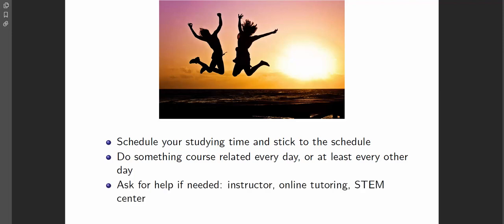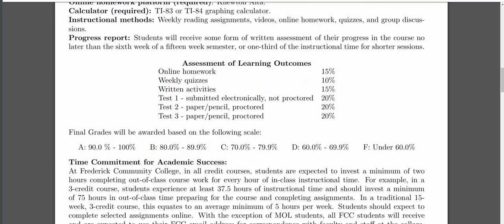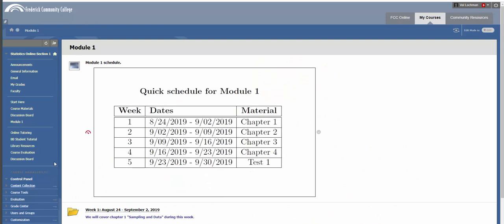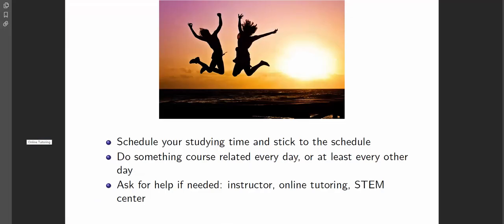Let's see, ask for help. First, I'm your first person of contact. You can always reach out to me. We have online tutoring over here on your Blackboard site. Okay, so you can ask questions through this link right here. And then, of course, we have the STEM Learning Center, which is an incredibly friendly place. My office is right next to it, so you can always find me. But there should be staffed with tutors that know statistics really, really well.